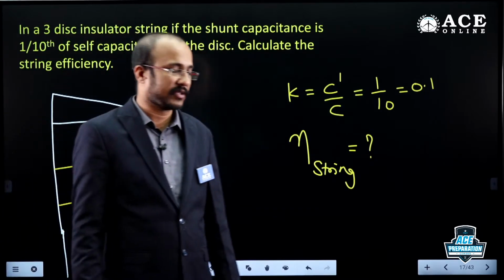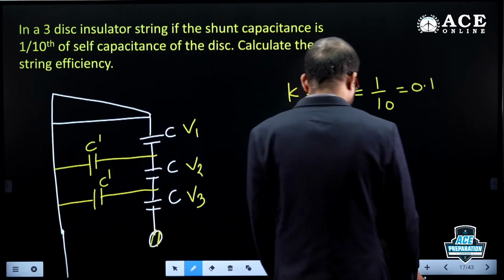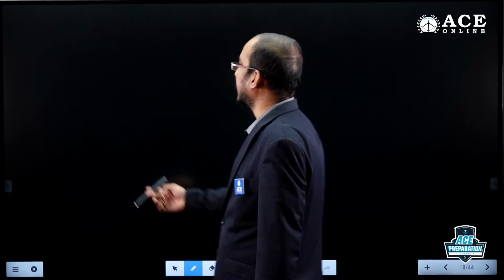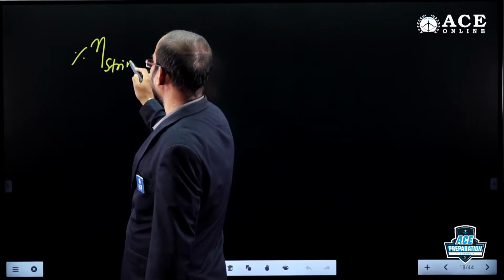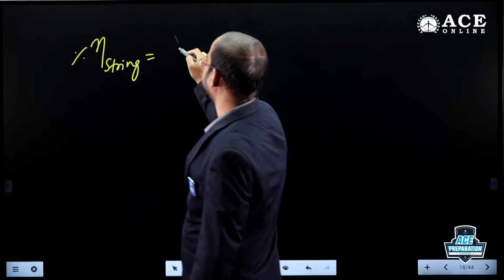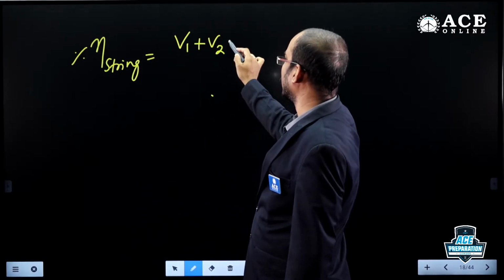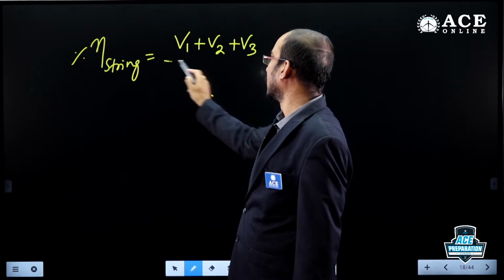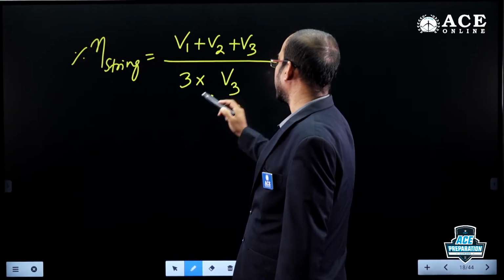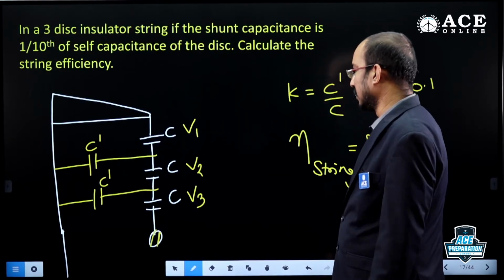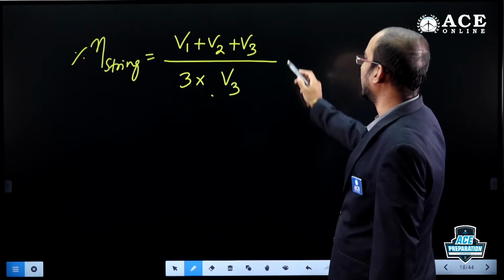So how do you calculate the string efficiency in this case? Percentage string efficiency is the voltage across the string, that is V1 plus V2 plus V3, divided by the number of discs, which is 3, times the voltage on the bottommost disc, which experiences V3, into 100.